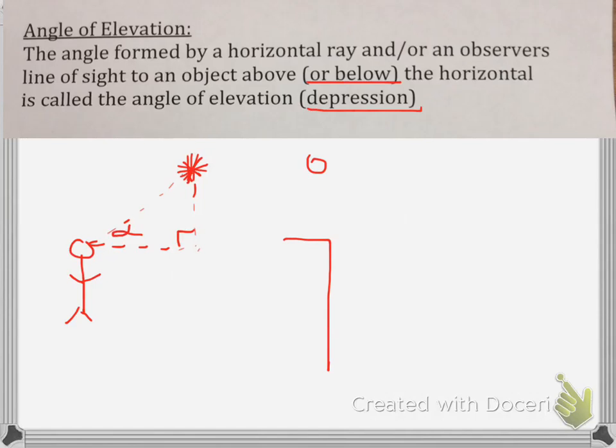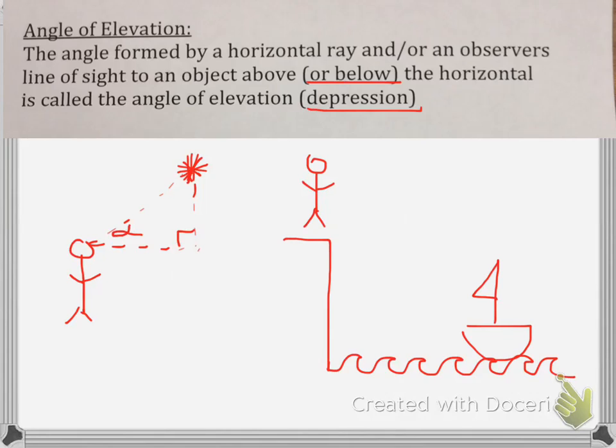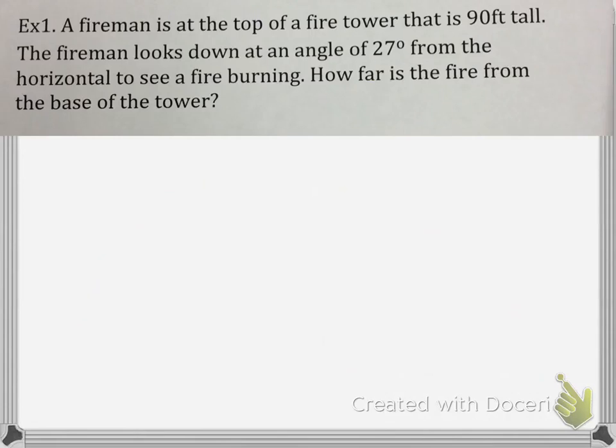Going the opposite way, here's our ridiculously tall observer on the cliff looking out at the coastline. Down here we are going to have our water and a lovely boat. Our observer is looking down at the boat. There's the horizontal. Let's make our right triangle. Hello, alpha, which represents our angle of depression. So let's do a couple word problems.